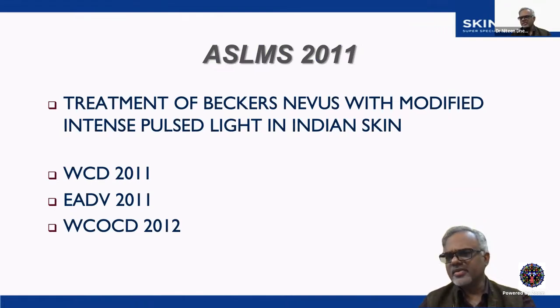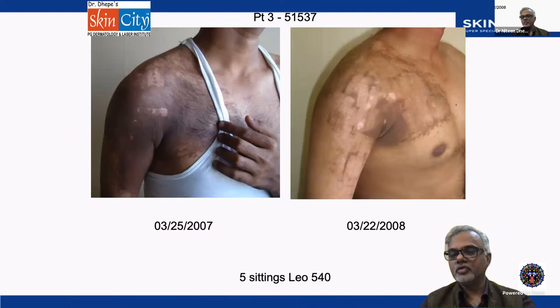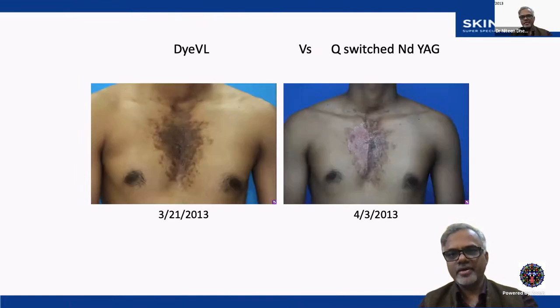Okay, Becker's nevus is a brown birthmark. Ideally, it should require a pigmentary laser, but I had a series of cases where I used a vascular laser to treat the pigment. So this is a pigmented birthmark, Becker's nevus, and I used 570 nanometer, which is a vascular IPL, and this worked on the pigment. Half side was treated with the Q-switch, which is a pigmentary laser, and half treated with the dye laser, which is a vascular laser.